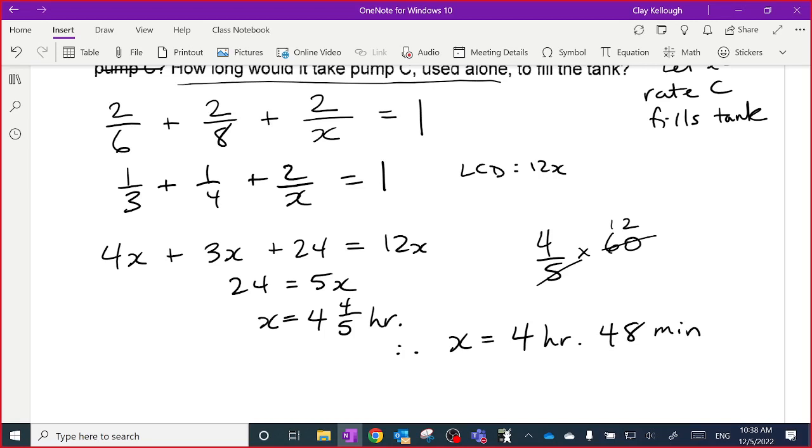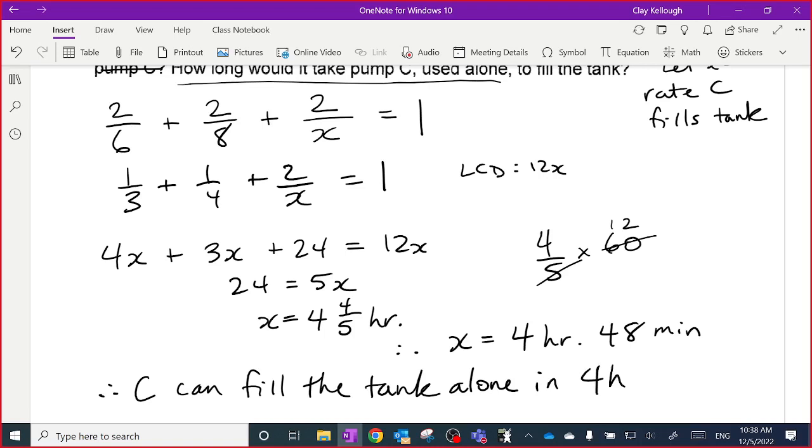And we're done. I guess I should put it therefore. Add a sentence. Therefore, all 3 pumps, C can fill the tank alone in 4 hours, 48 minutes. There we go.